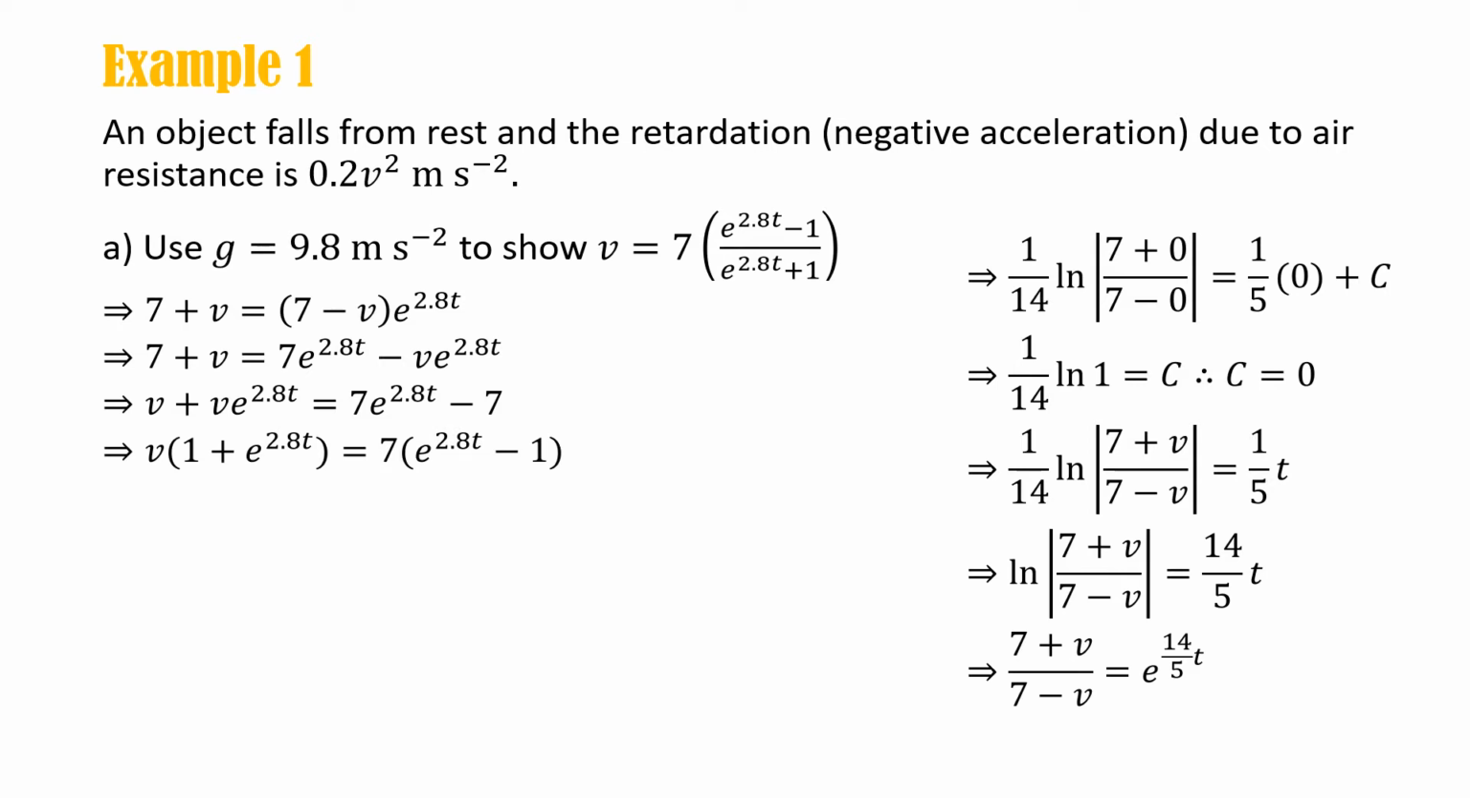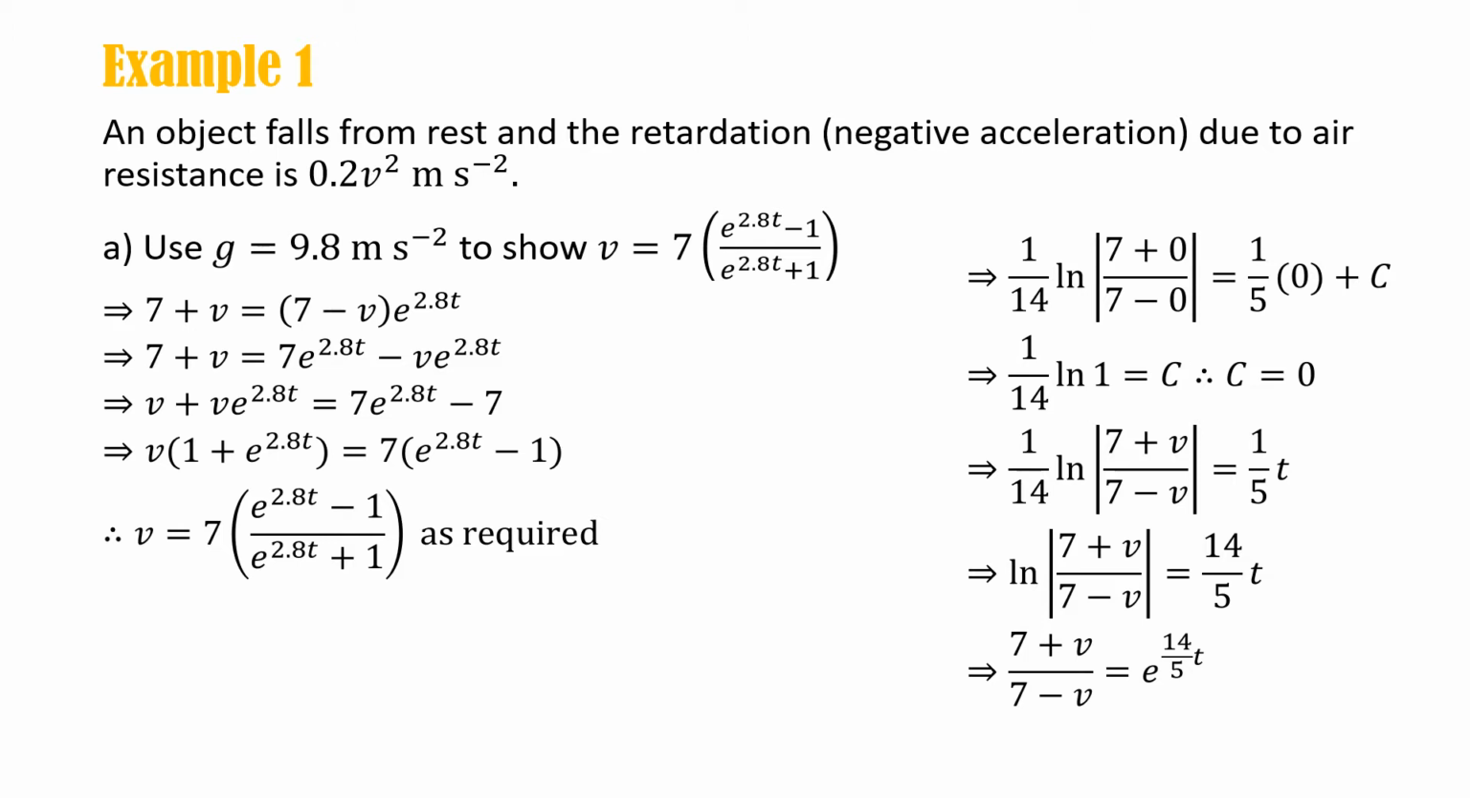So now what I want to do is just have my v by itself on the left-hand side, so I'm going to divide both sides by 1 plus e to the 2.8t. And we're left with our original expression that we wanted to get to. All right, we had to do a little bit of maths to get there, but we eventually got there.